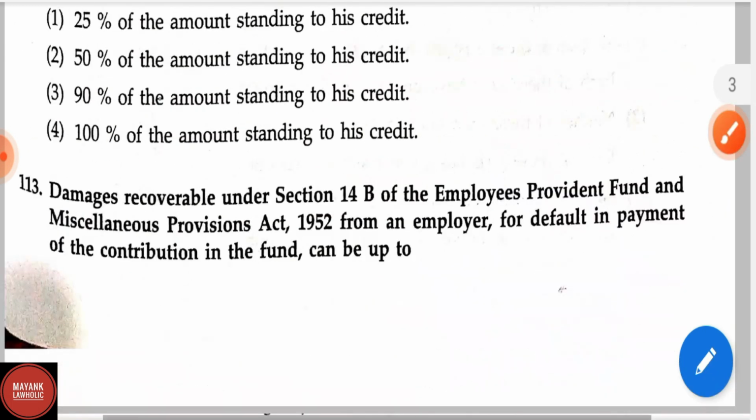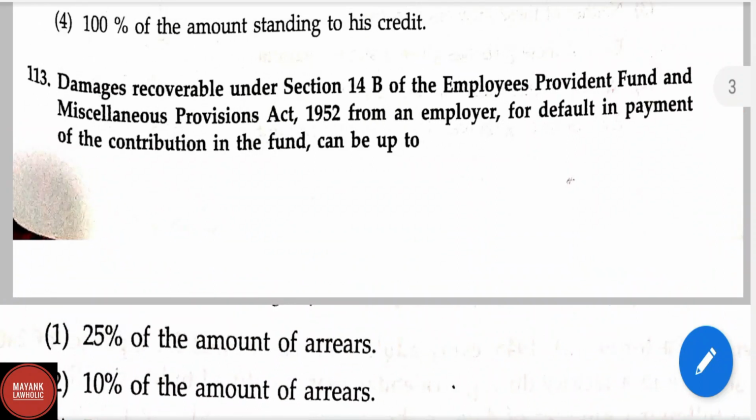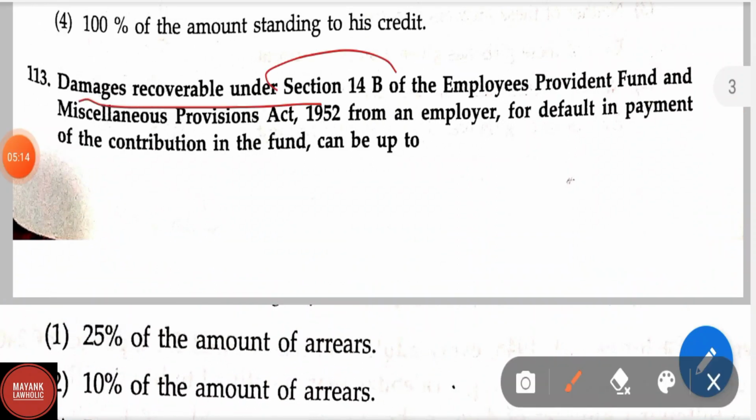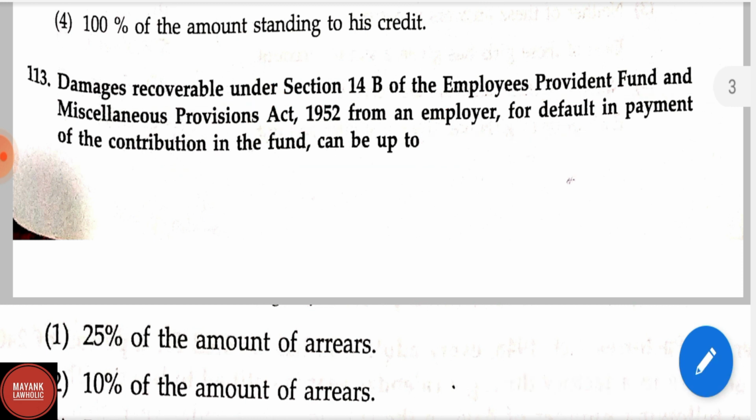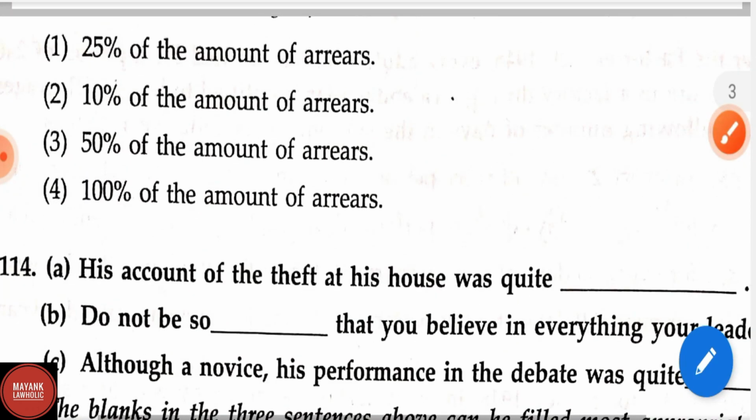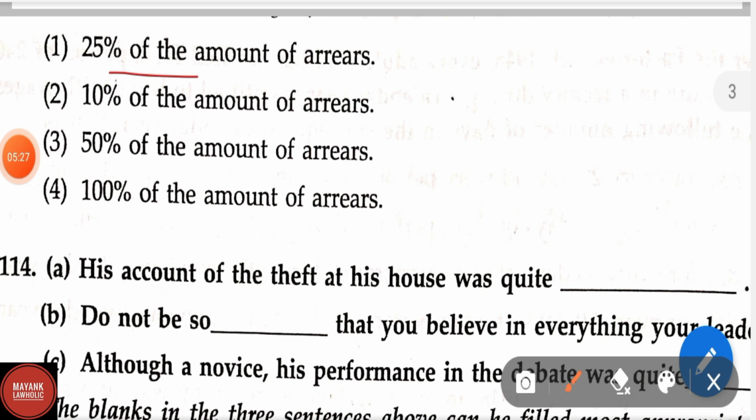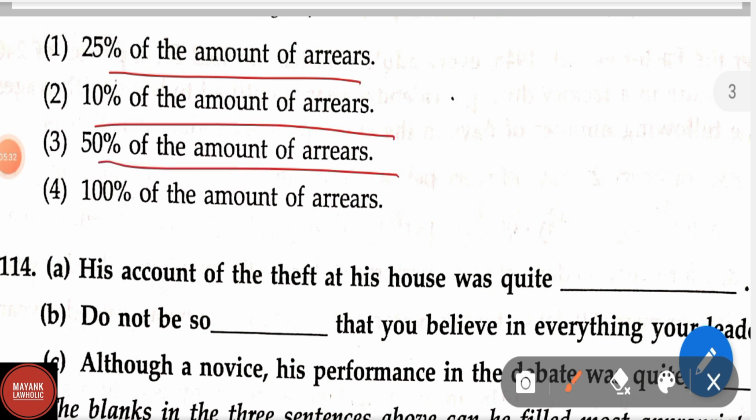Now let us see the question number 113. Damages recoverable under section 14B of the Employees Provident Fund and Miscellaneous Provisions Act 1952 from an employer for default in payment of the contribution in the fund can be up to: option 1, 25% of the amount of arrears; option 2, 10% of the amount of arrears; option 3, 50% of the amount of arrears; and option 4, 100% of the amount of arrears. Here the correct answer is option 4, 100% of the amount of the arrears.